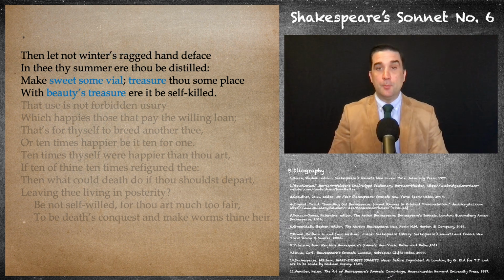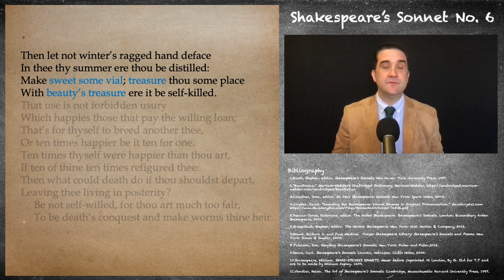Spooky. But then the speaker immediately switches things up. He begins to talk about how the young man's beauty will "make sweet some vial" and "treasure some place with beauty's treasure." I love these lines. Here we have the introduction of pleasant imagery. Sweet vials, beauty's treasure. These both strike a sharp contrast against winter's ragged hand. And in addition to being quite wonderful examples of poetic imagery, they also show us how Shakespeare will use metaphor to bowdlerize the sexual act.